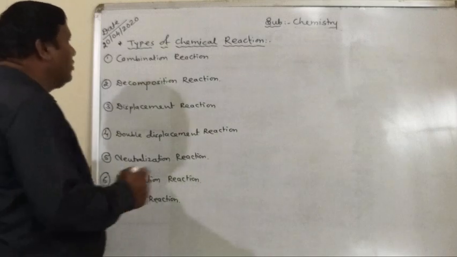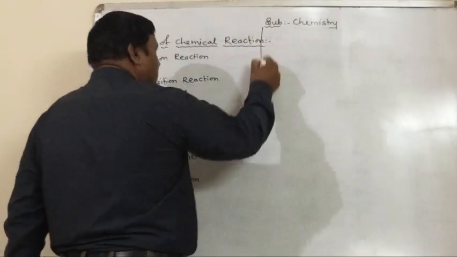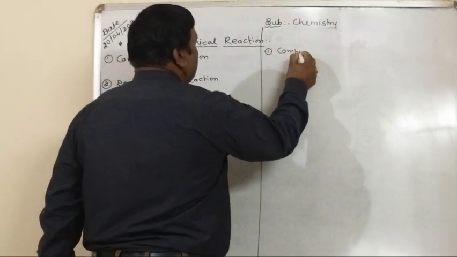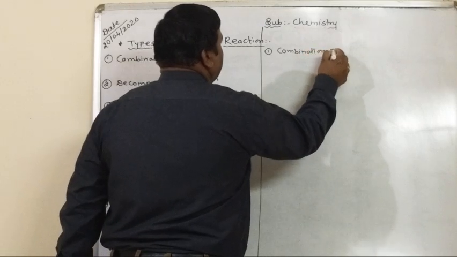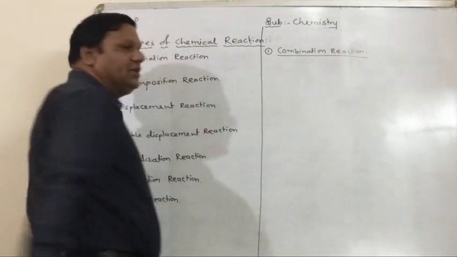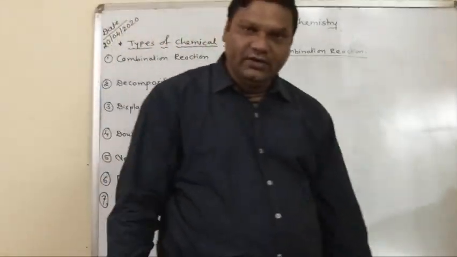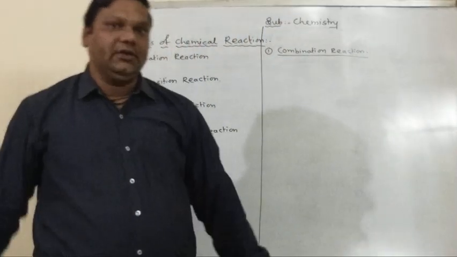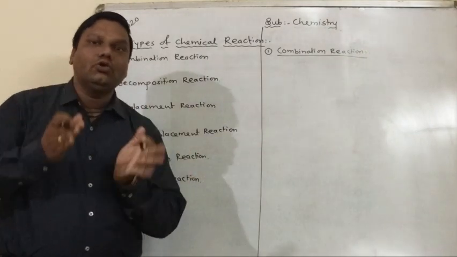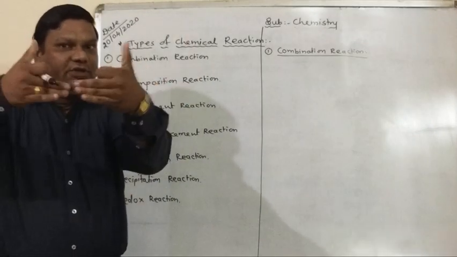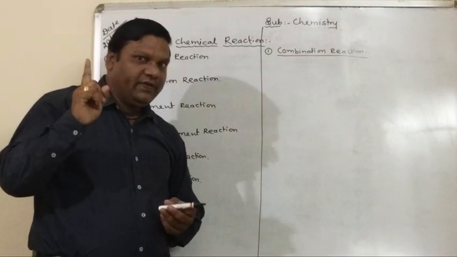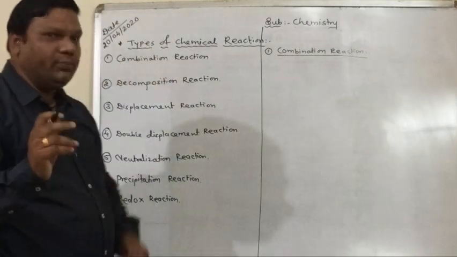Okay, so first of all, the first reaction is the combination reaction. Now, a combination reaction is defined as when two or more reactants, again I repeat, two or more reactants combine with each other to form only one product, that is a single product, is called a combination reaction.